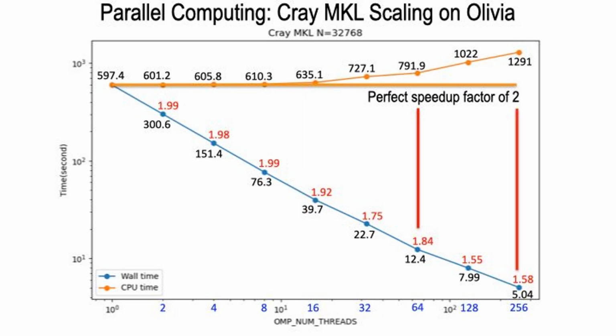The speedup diminishes further when scaling to 256 cores. The scaling analysis indicates that a computation taking 12.4 seconds on 64 cores is reduced to approximately 5.04 seconds on 256 cores, achieving a speedup of 2.5 instead of the ideal speedup of 4.